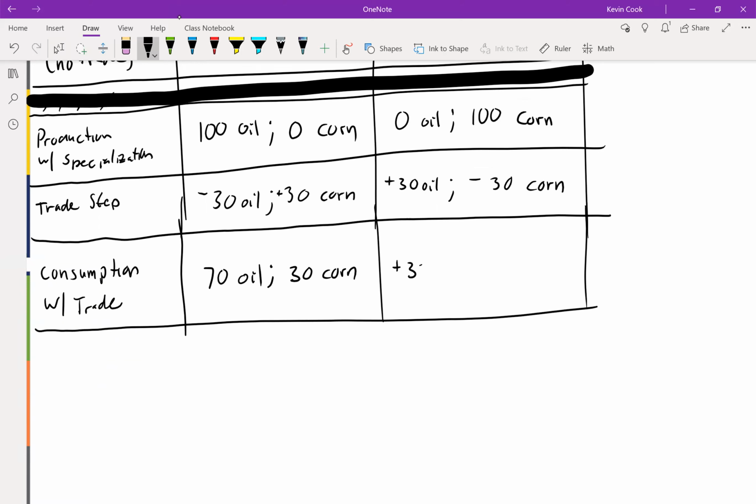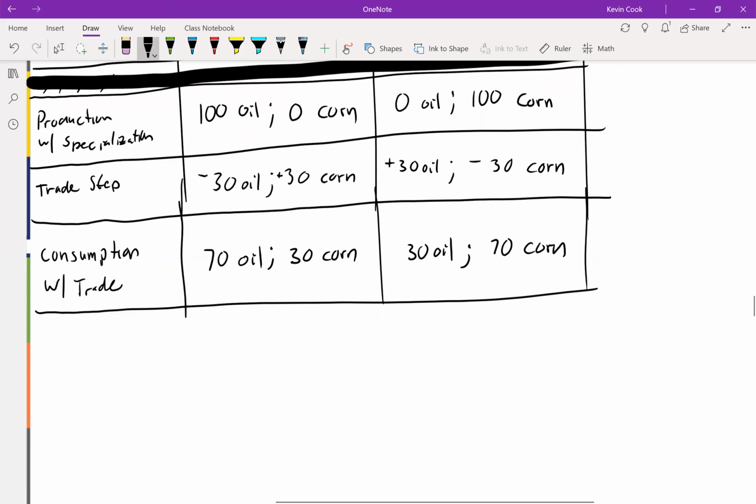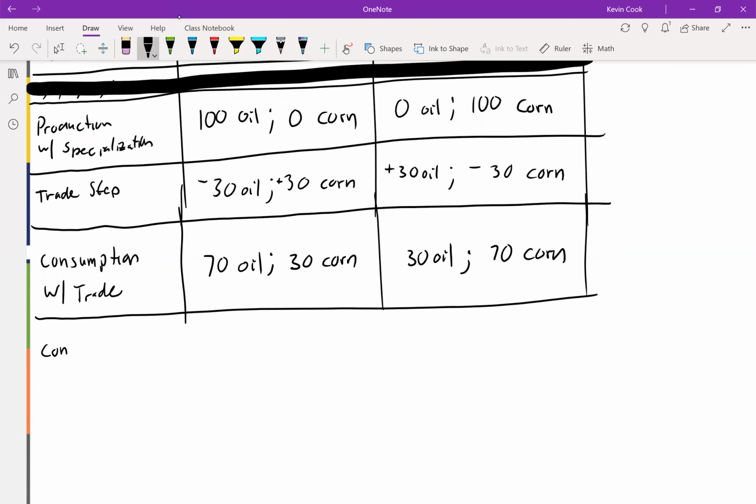But the US now has 30 units of oil. And the US sold off 30 corn from their 100, so now the US has 70 bushels of corn. So we have this new state. But really quick, I'm going to look at our consumption without trade, and I'm going to put this down here just so it's all in one place, nice and easy to see.